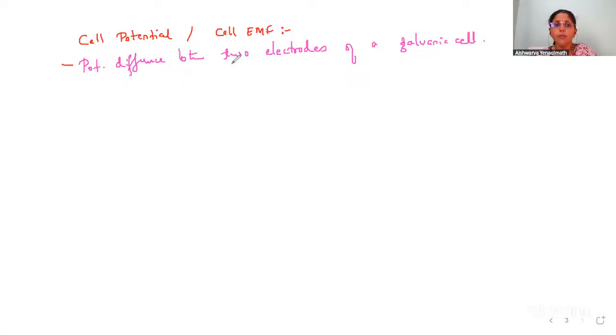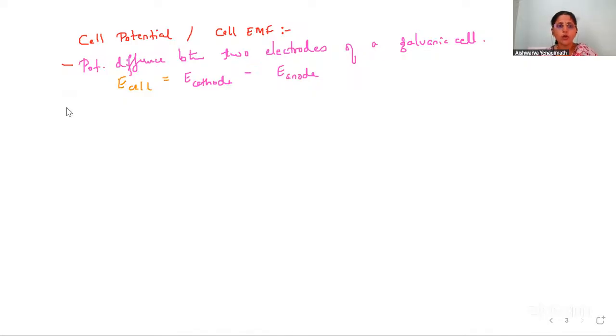Which two electrodes? The electrode potential of the cathode and the electrode potential of the anode. The difference between the two is the cell potential, and this cell potential is denoted as E cell. So what is E cell equal to? It is nothing but E cathode minus E anode.